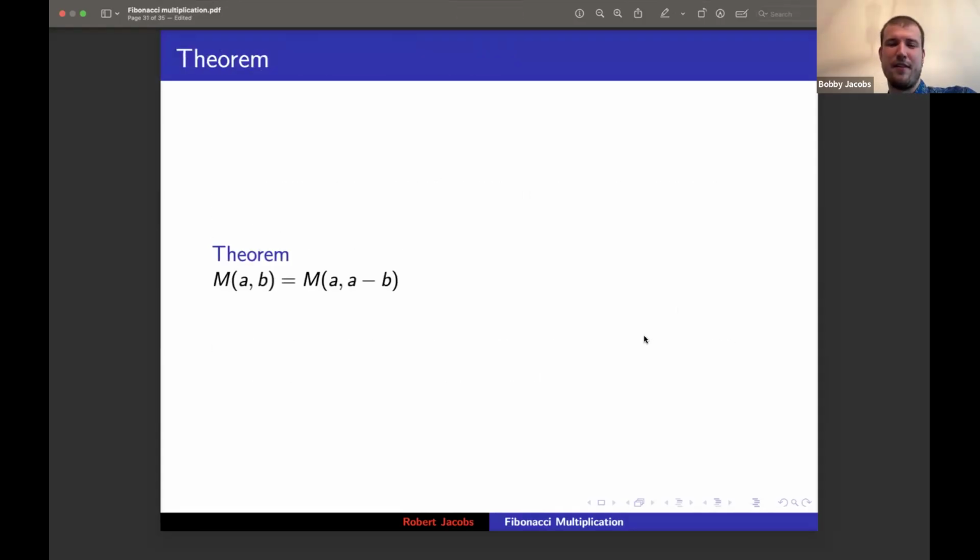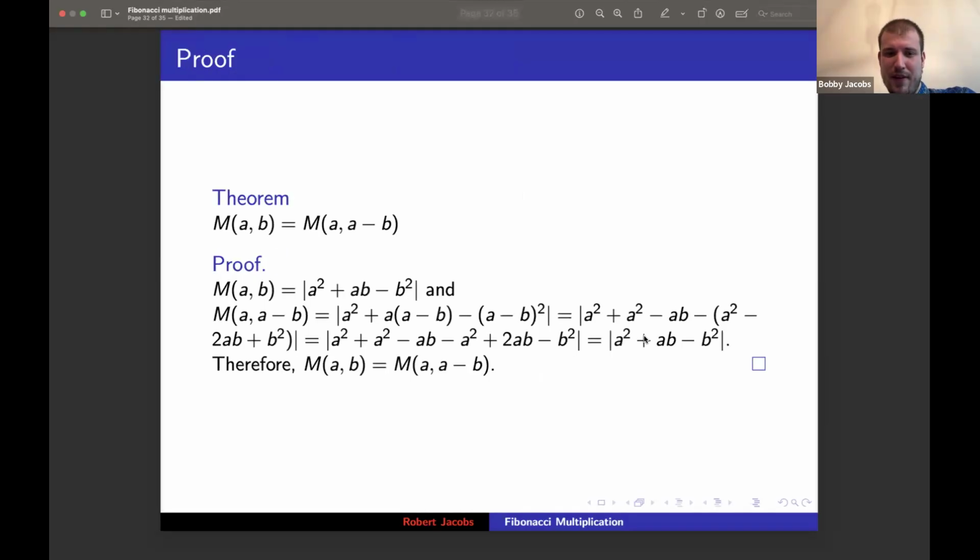And a cool thing is that the magic numbers are the same for conjugates. So M of AB is M of A, A minus B. Because M of AB is the absolute value of A squared plus AB minus B squared. And it turns out that M of A, A minus B is also the absolute value of A squared plus AB minus B squared. So therefore, M of AB equals M of A, A minus B.